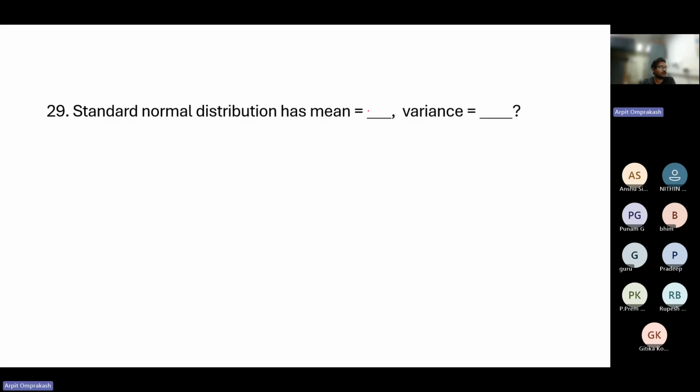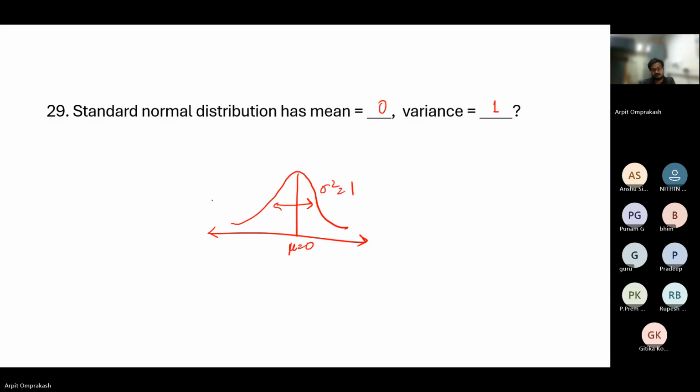Yes. So a standard normal distribution is a normal distribution that has a mean of 0 and variance of 1. So here it's 0, here it's 1.